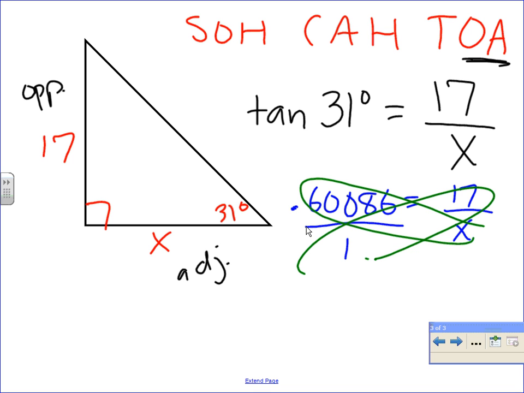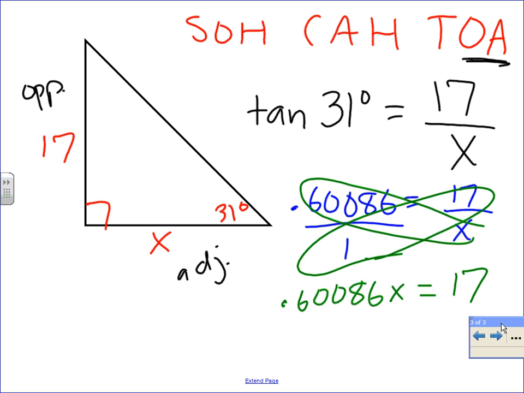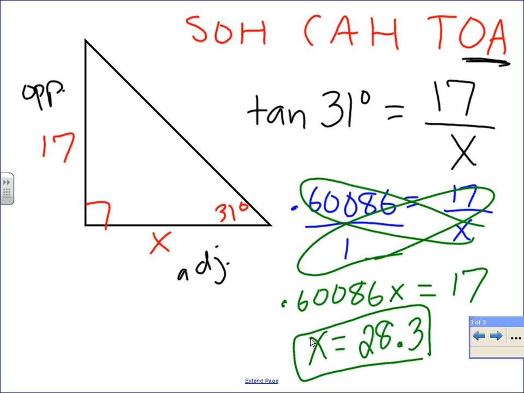I'm going to do cross products just because it might be a little bit easier when we get to the harder ones. So you have 0.60086x equals 17 times 1 is 17. All right, at this point, how do we get x by itself? Nope, you want to get x? Good, so go ahead and do that and tell me what x is. Good, so I'm going to round to 28.3, and I didn't put units, so just regular units. We found the side length. We found what x is, okay?